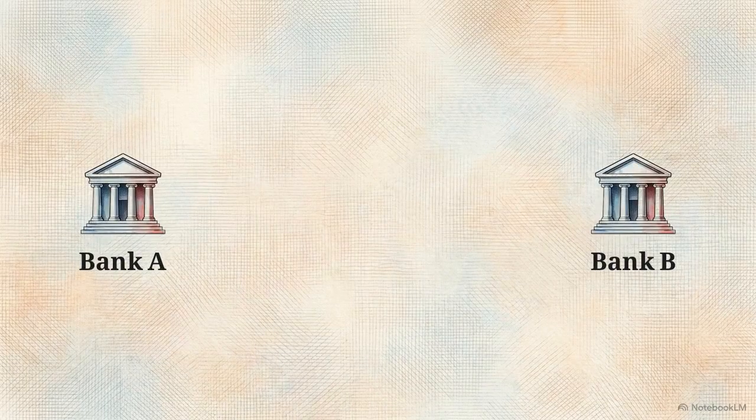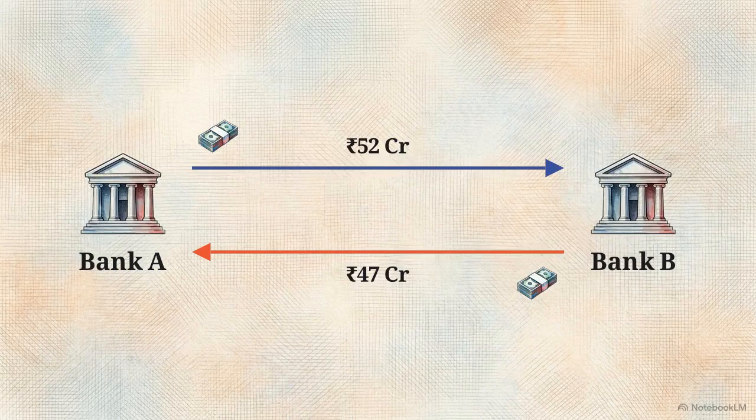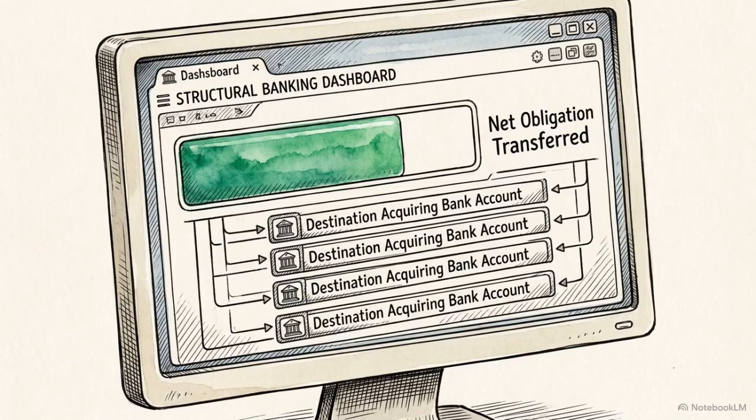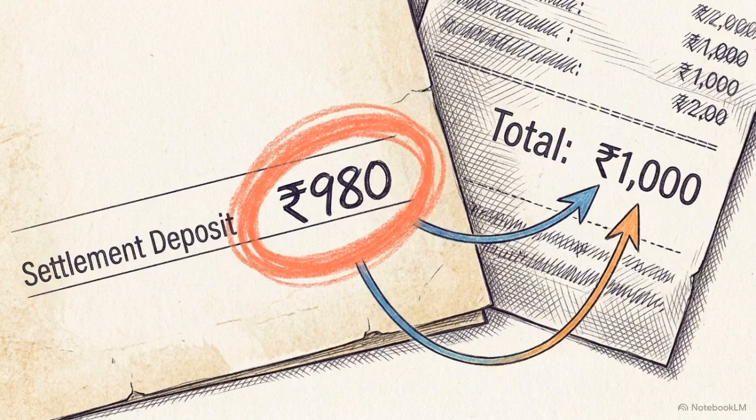If Bank A owes Bank B 52 crore and Bank B owes Bank A 47 crore, they don't send individual payments. They simply settle the 5 crore difference with one single transfer. Your issuing bank transfers its net obligation to the network, which subsequently distributes the funds to the appropriate acquiring banks. Finally, the acquiring bank deposits the funds directly into the local restaurant's checking account. But for your 1,000 rupee dinner, the restaurant's account is only credited with about 980 rupees.